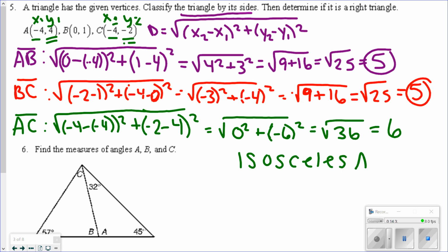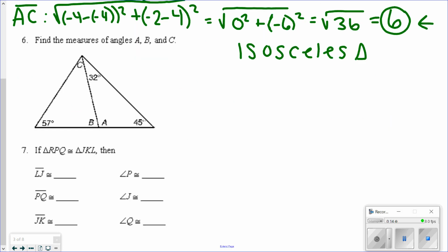So an isosceles triangle, because two of the sides are congruent, this side and this side, and then we have one side that is not the same. All right, number 6, we want to find the measures of the angles A, B, and C.